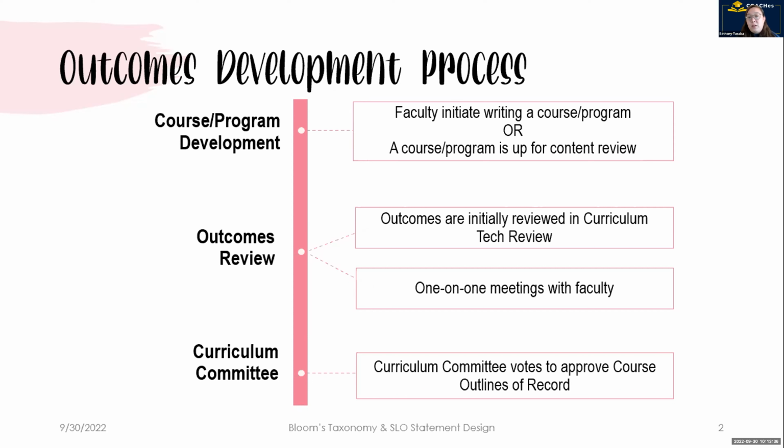But once those are written initially by those faculty, or reviewed initially by those faculty, it actually goes right now to our curriculum committee. So we have the full curriculum committee where you vote and make decisions about curriculum. But then we have a tech review committee who looks at word choices or alignment of content with objectives, some of the more detailed pieces of looking at a course outline of record. And that's where we currently are reviewing our outcomes.